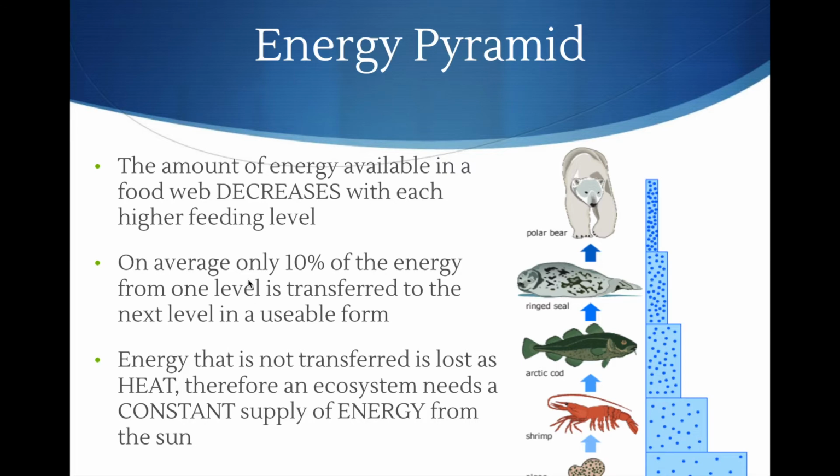Therefore, an ecosystem needs a constant supply of energy from the sun, which is why the sun is so important to all of our ecosystems. If the sun were to burn out or go away, that would be the end of life on Earth as we know it. It would first of all be very, very cold. But after that, it would pretty much be the end of life on Earth.